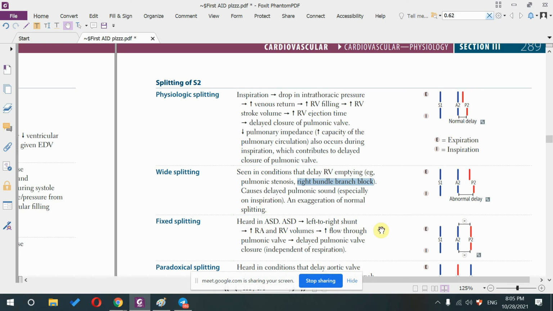The next one causes delayed pulmonic sound, especially on inspiration. So during inspiration, we spoke about the 2 mechanisms that delay the heart sound due to more time required for the transmission of the blood from the right ventricle to the lung. An exaggeration of normal splitting. So you have a normal splitting, but in wide splitting, it's just like, yeah, just louder. Worse. Why? Because of right heart problem.